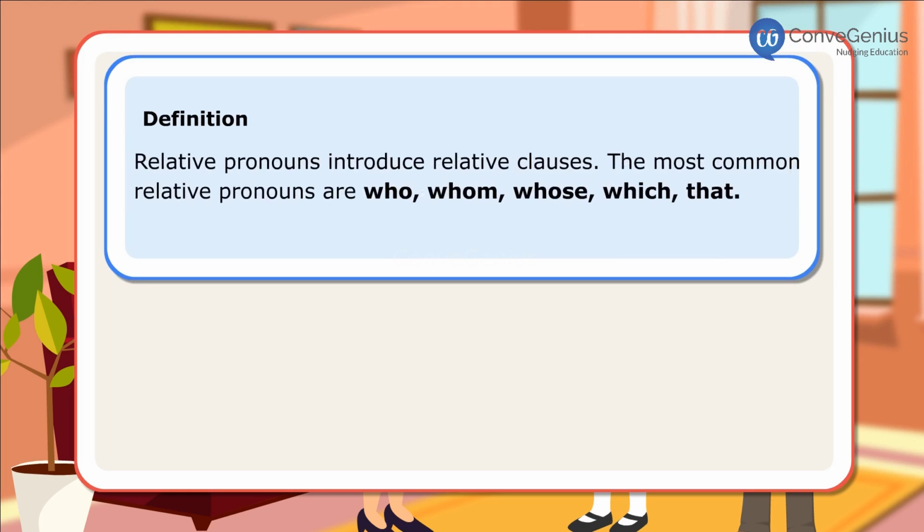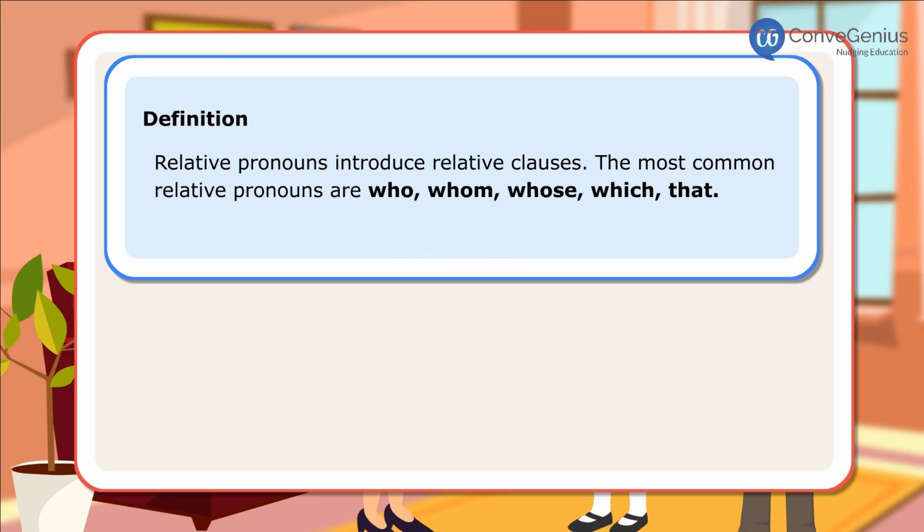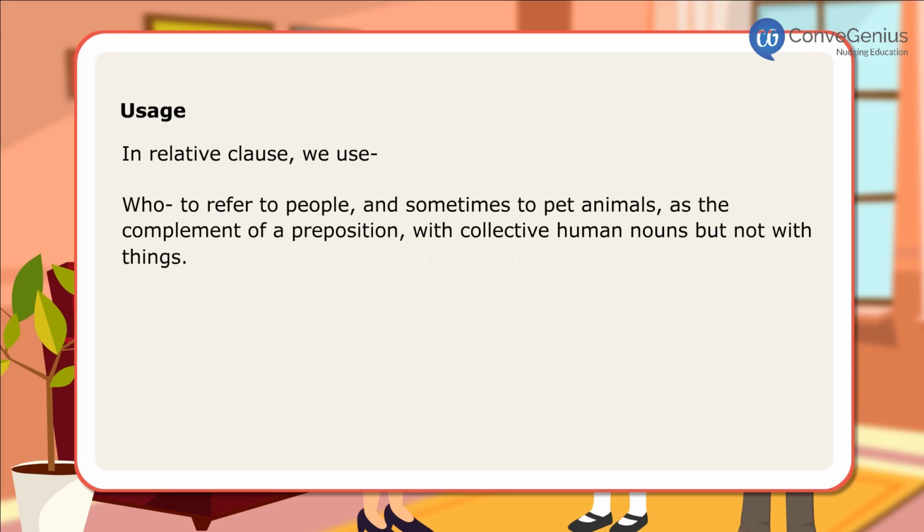Definition. Relative pronouns introduce relative clauses. The most common relative pronouns are who, whom, whose, which, that. Usage. In relative clauses, we use who to refer to people and sometimes to pet animals, as the complement of a preposition with collective human nouns, but not with things.